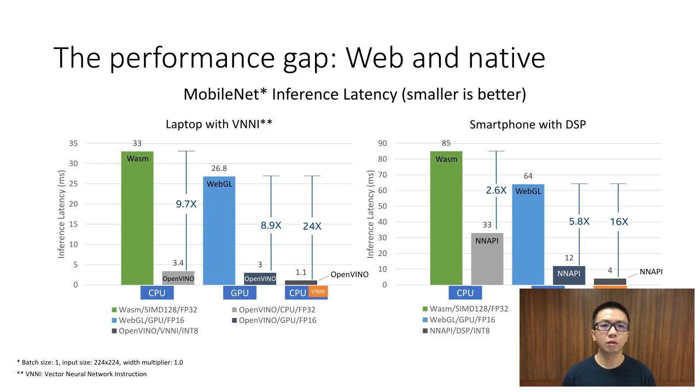If we go to lower precision inference, also known as quantization, which is a widely used technique to optimize the inference performance, the VNNI and the DSP are designed to accelerate that. So if using an 8-bit precision on the laptop, the native inference can be 24 times faster than the web. And on the smartphone, the DSP inference can be 16 times faster than the web.